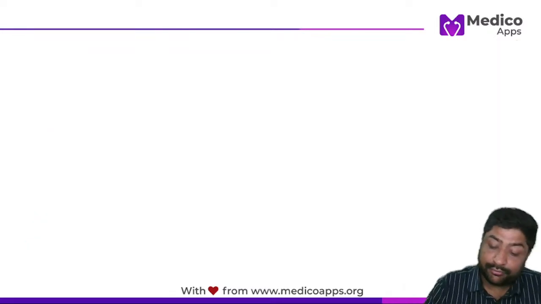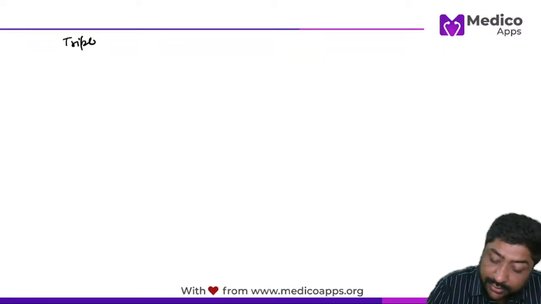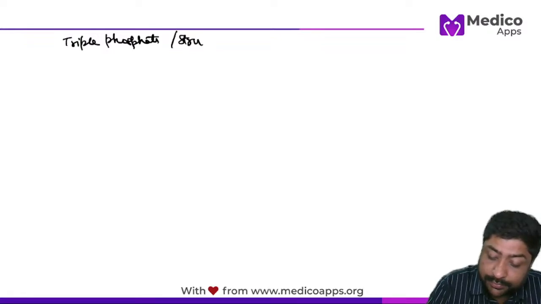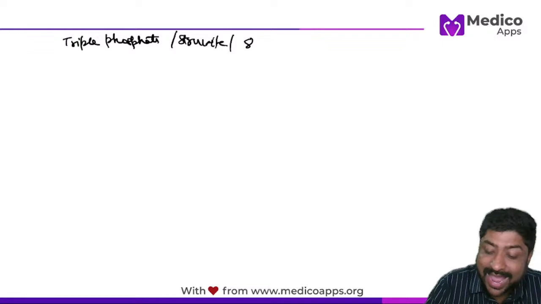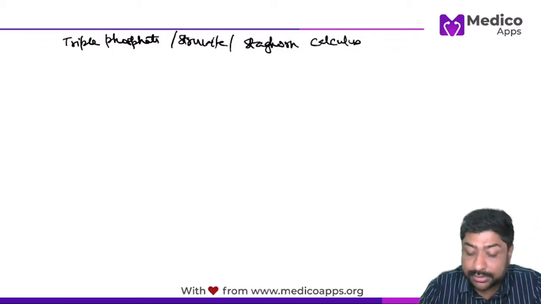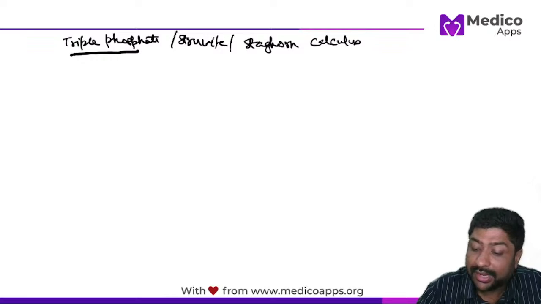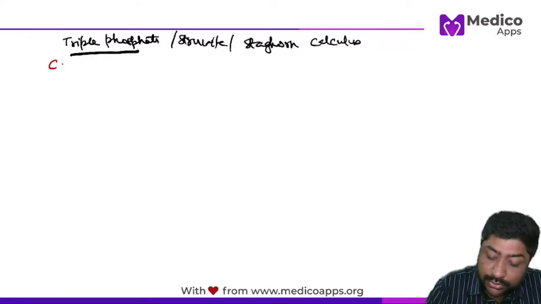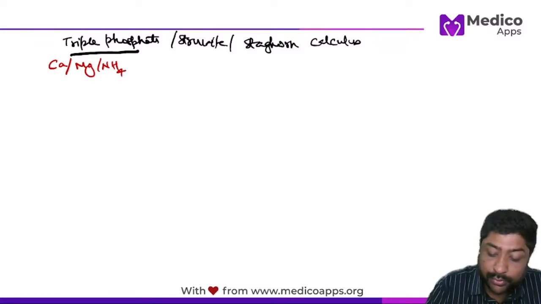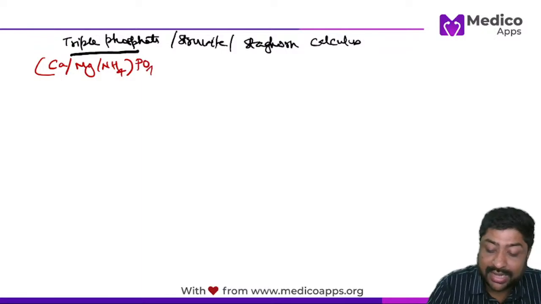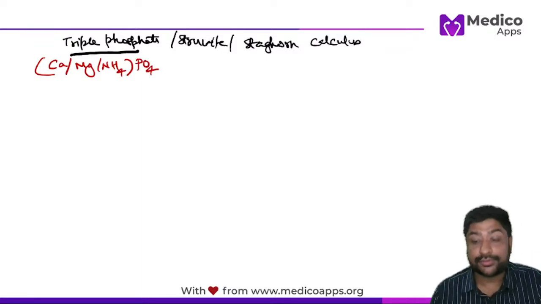Let's look at another very important stone from the exam point of view, and these are called triple phosphate or struvite or staghorn calculus. Now let's understand all these words and names. Why is it called triple phosphate? Anyone? Can anyone tell me why? Here the chemical composition is calcium, magnesium, ammonium, phosphate. So that is why it is called triple phosphate stones.